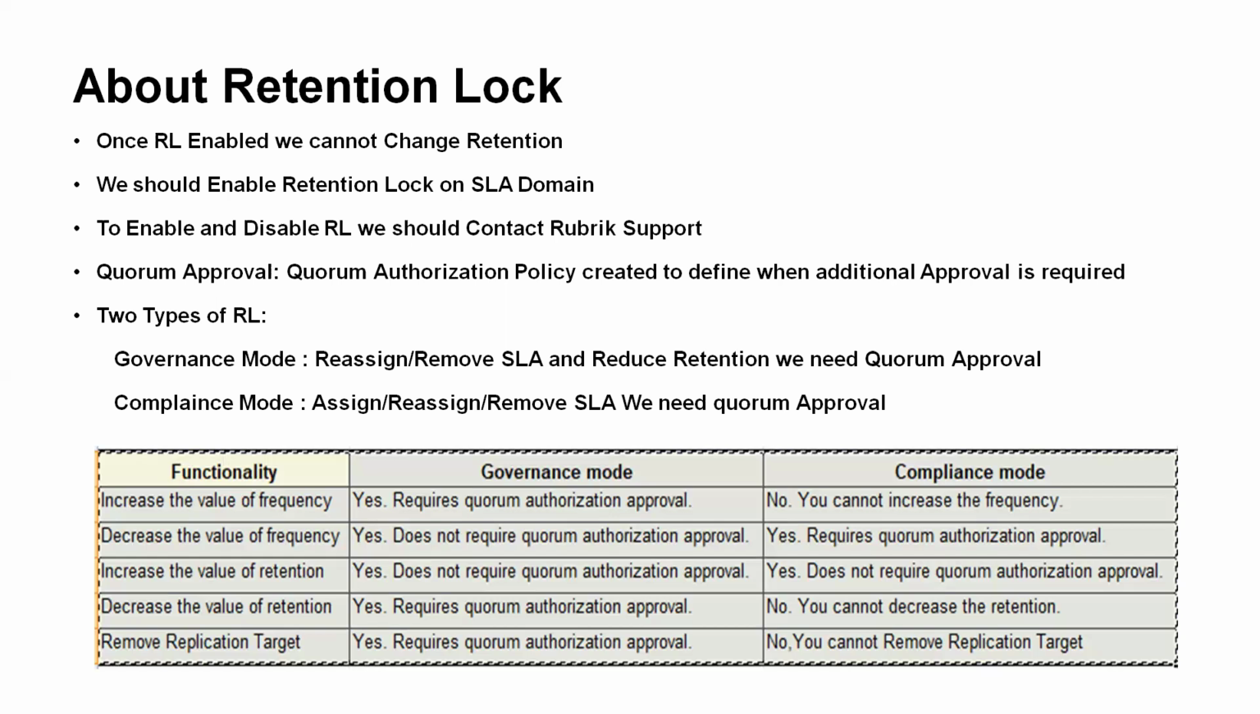Suppose we look at this table, with functionality, governance mode, and compliance mode. To increase the backup frequency, it requires quorum approval in governance mode, but in compliance mode, we cannot increase the frequency. To decrease the value of frequency, in governance mode it does not require quorum authorization approval, but in compliance mode we need quorum authorization approval.